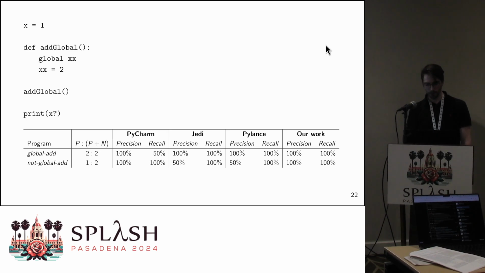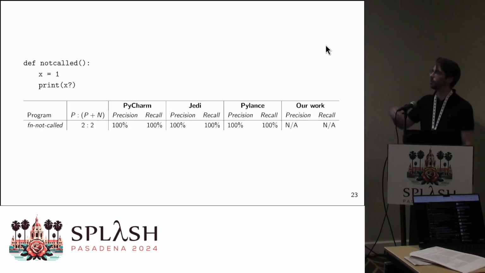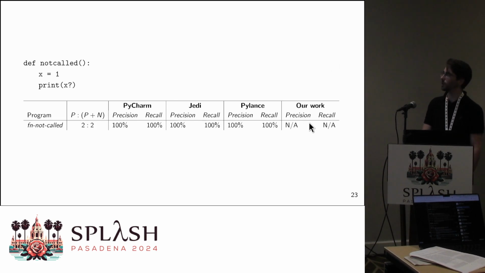So then, are we perfect? No, we are definitely not perfect because, for example, when a function is not called, it's not processed by our interpreter. So for that, we don't give any completion candidates, which is kind of unfortunate. And this little example is handled perfectly by all the other services.